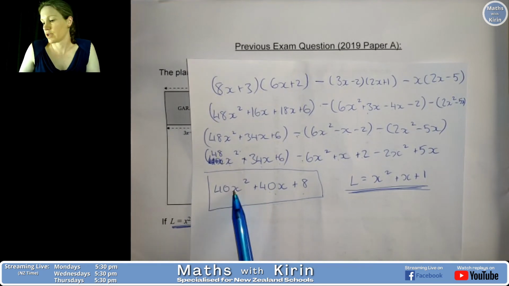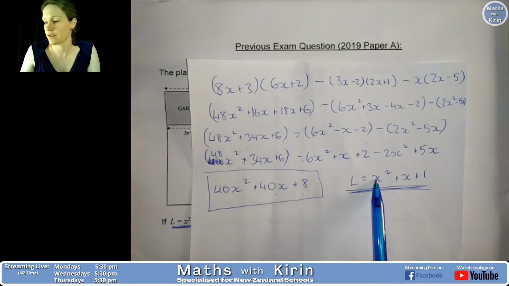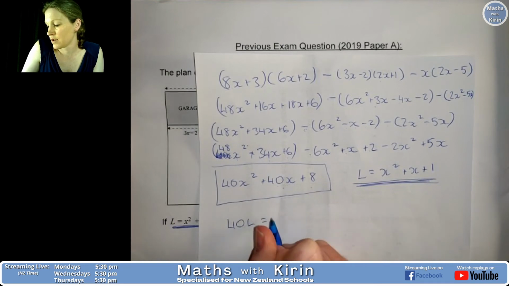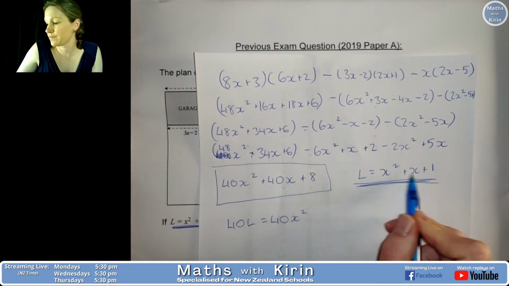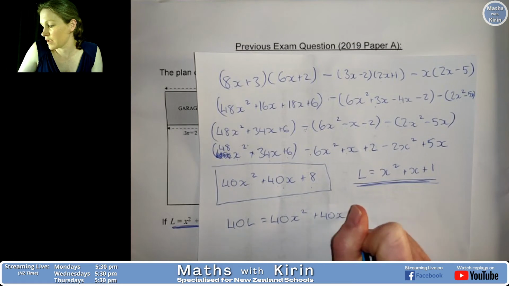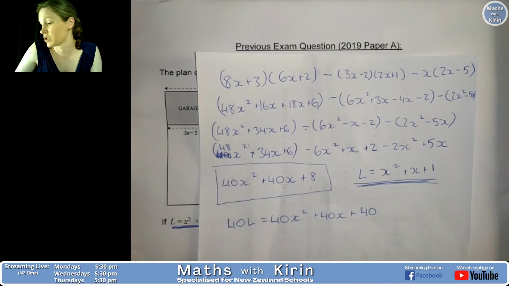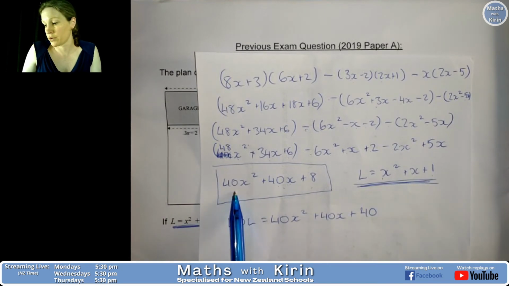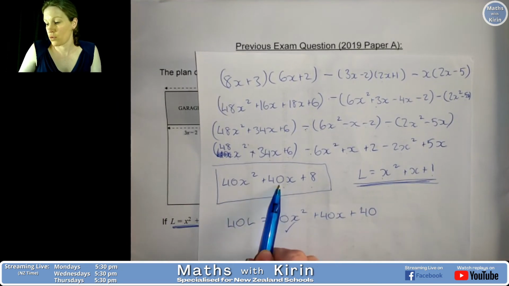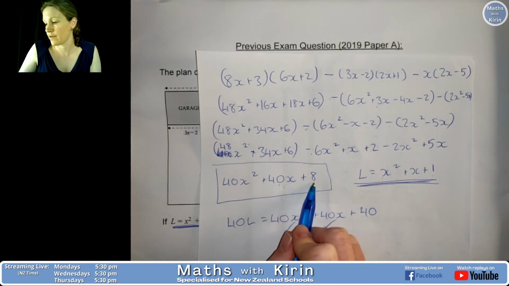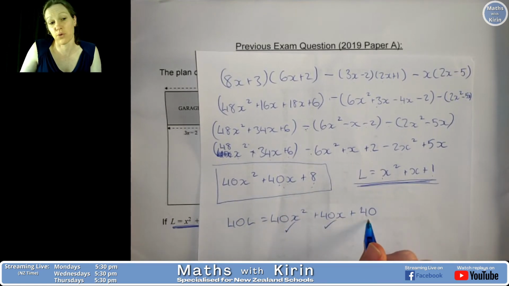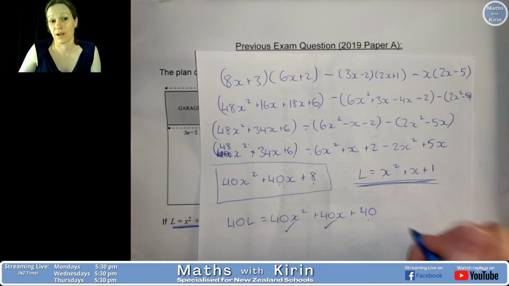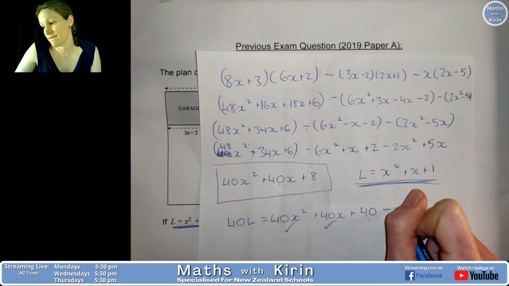The first thing you might notice, 40x squared and 40x, well, that would be 40 lots of L to get that. So if we have 40L, we would get 40x squared plus 40x plus 40. Okay, so multiplying all of these by our 40. We want 40x squared, so we've got that. We want 40x, we've got that. We want 8, we've got 40. So if we've got 40 and we want to take that to 8, what do we need to do? We need to subtract 32.